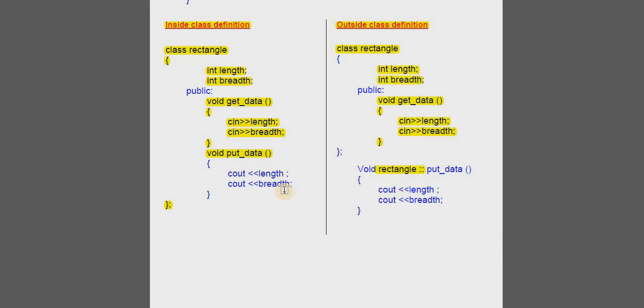So if we are defining a member function inside a class body, then we have to write the return type, function name and body of the function. But if we define a function outside class body, then we have to use return type, class name, scope resolution operator, then name of function, then function body, like this. So this is the difference between inside class and outside class declaration. It is very simple, the only difference is that class name and scope resolution operator are used extra.